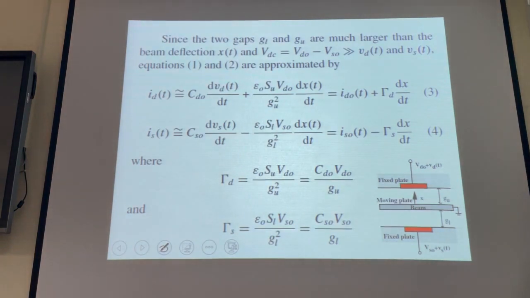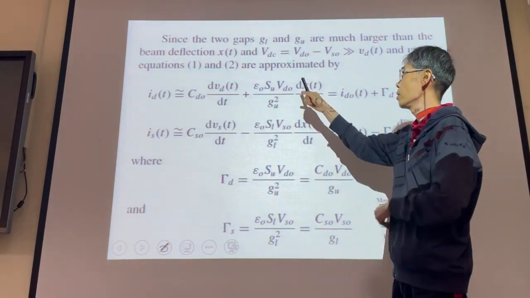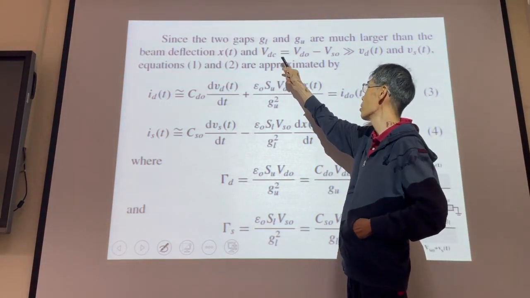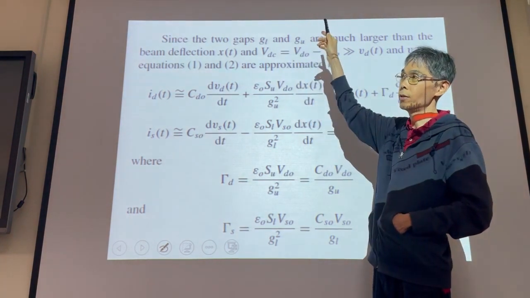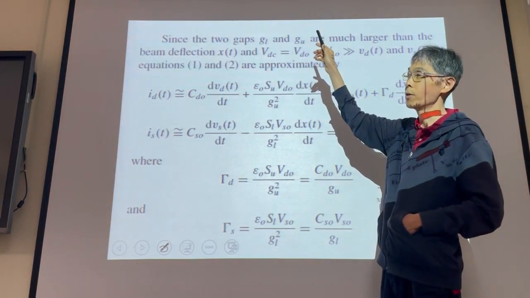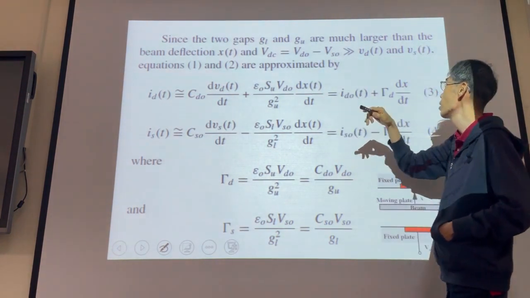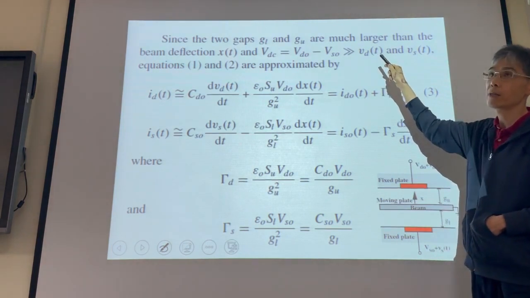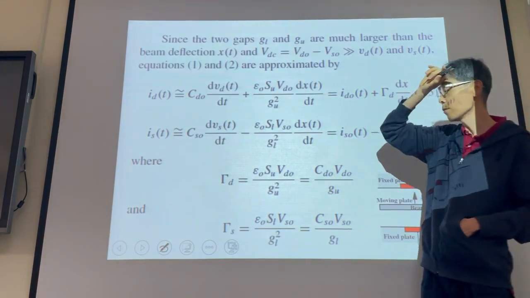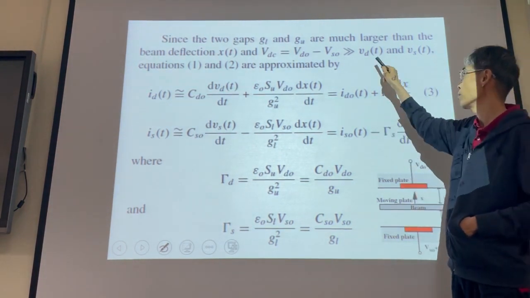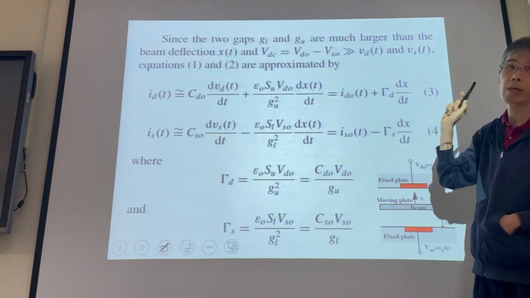Okay. Now, we have some assumptions. This is the DC signal. VDO is the DC for the upper capacitor. VSO is the DC for the lower capacitor. VD is the AC for the upper capacitor, and VS is the AC for the lower capacitor. VD and VS are much smaller than VDO and VSO.